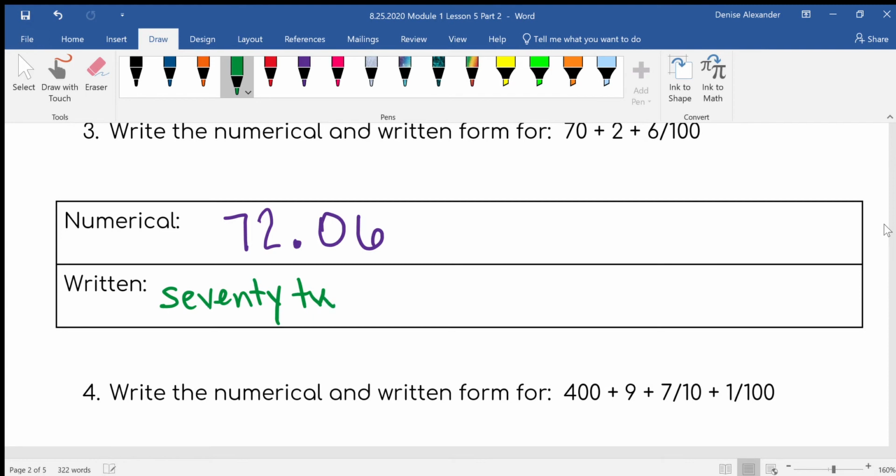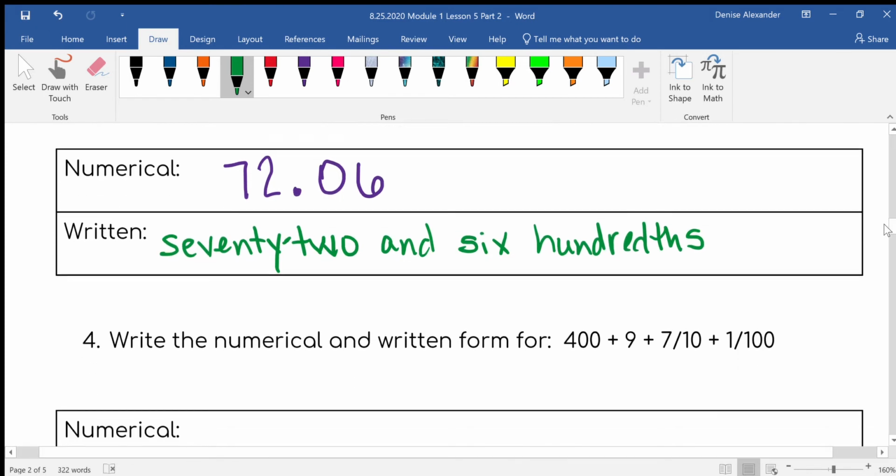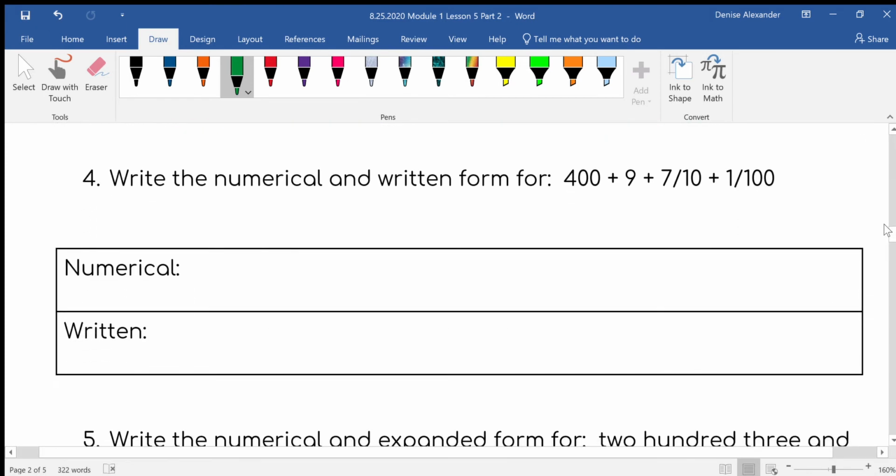Oh, I hear you guys. I forgot my hyphen. There you go. Make sure you have your hyphen. And you're right, 6 hundredths. Great job, you guys. You guys talk faster than I can write, but that's okay. Let's try number 4.